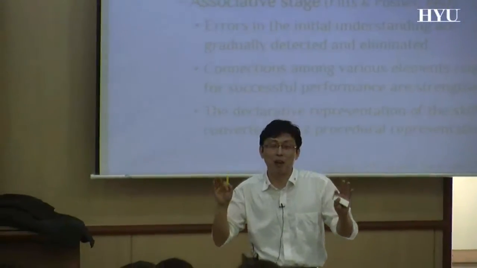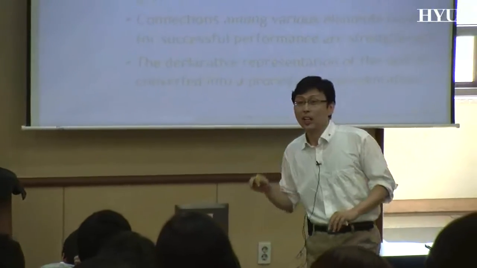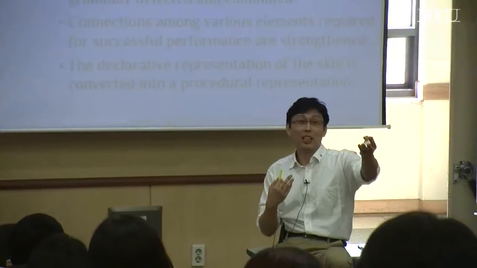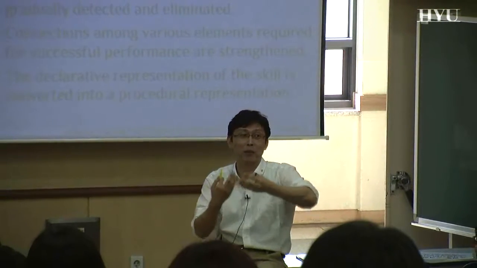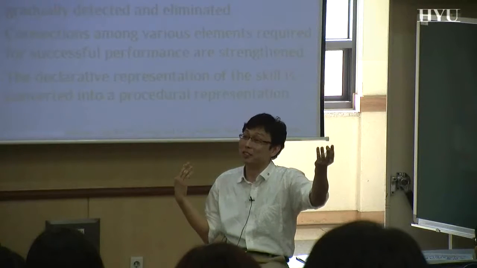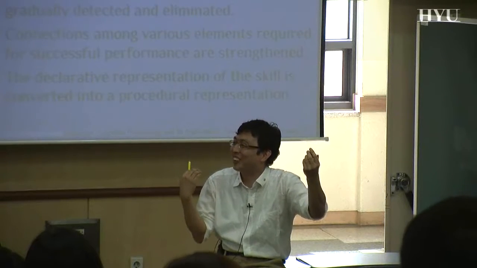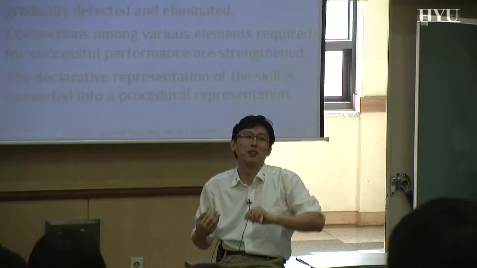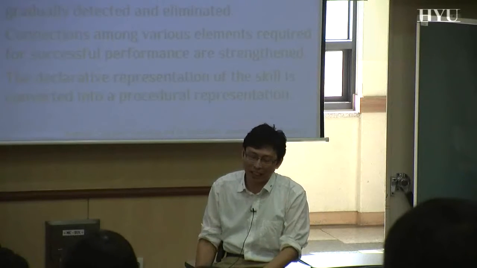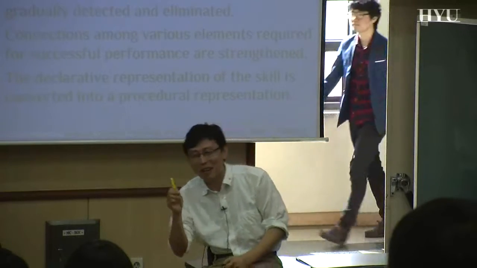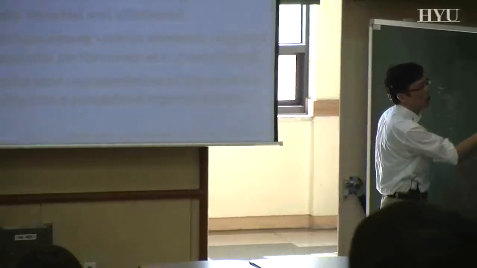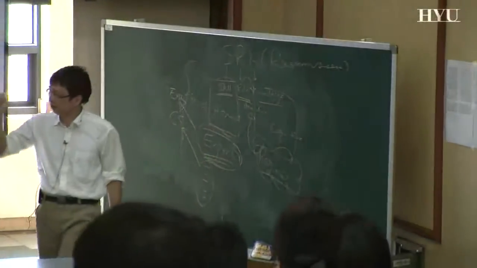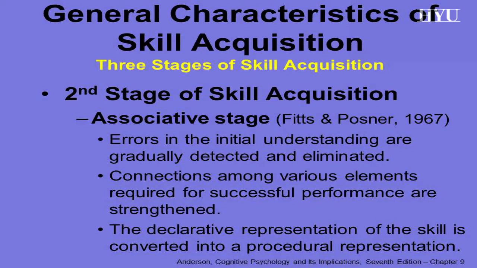Okay, they can develop their own rules, such as if the car in front of me is a Lexus or Mercedes-Benz or BMW, I have to keep more distance. That is a rule. Okay? You know what I'm saying? If you have an expensive car in front of you, you have to stay away or run away. Otherwise, you might be in trouble. That kind of rule can be developed by these beginners when they have some kind of experience. The first one: errors in the initial understanding are gradually detected and eliminated.